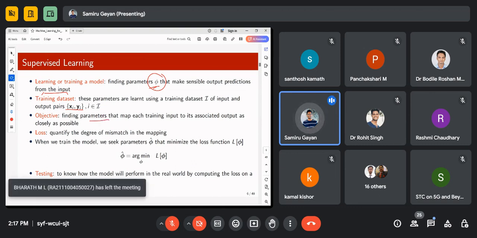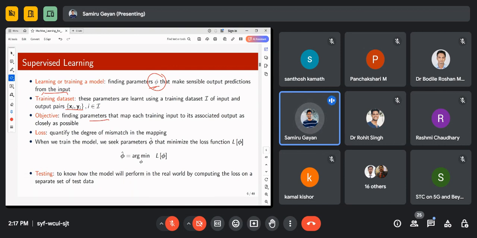Now, finding these parameters such that we reduce the mismatch between the predicted output and the actual output. That's what we know. How we can quantify this mismatch is using a loss. So loss quantifies the degree of mismatch. In that sense, in general, we have a loss function, which is a function of phi. We need to find the phi values which reduce the entire loss. So that is the phi hat that we find.